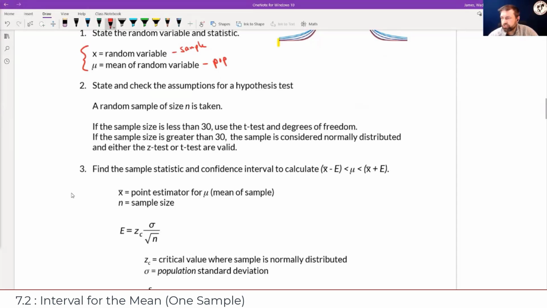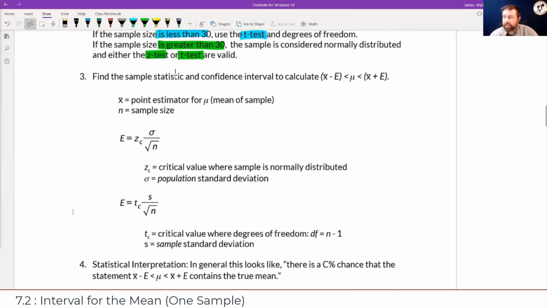So we're going to check and state the assumptions for the hypothesis tests are met. And basically, is it random? Yep. Now, if the sample size is less than 30, we're going to use a t-test. But if the sample size is greater than 30, then we can just use a z-test, or you can still use the t-test because the numbers are the same. It doesn't matter. So here's how we're going to find the information.